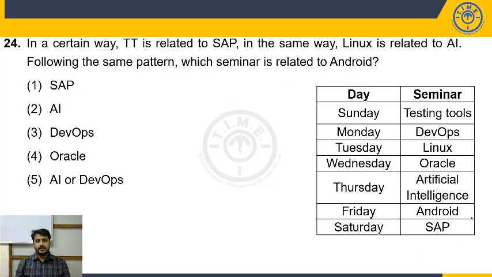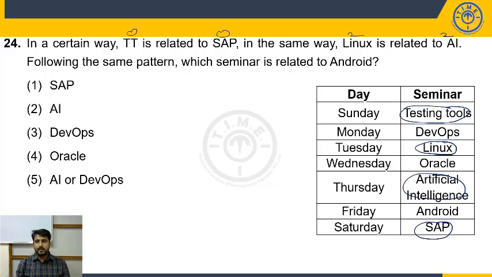In a certain way, TT is related to SAP. How is TT related to SAP? Testing tools. Before testing tools is the same as after SAP. In the same way, Linux is related to artificial intelligence. Before Linux is 2, after artificial intelligence is 2. Okay, matching. Here it is 0 and 0, here it is 2 and 2, before and after.